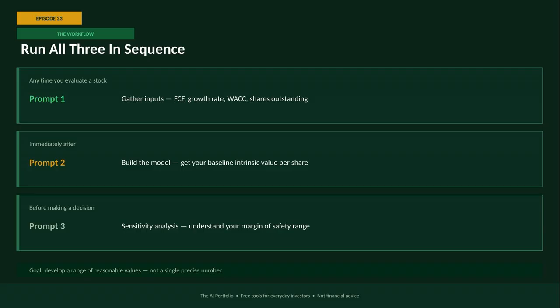The goal isn't to get a precise number. No DCF is perfectly accurate. The goal is to develop a range of reasonable values and understand what you need to believe about the business for the current price to make sense.